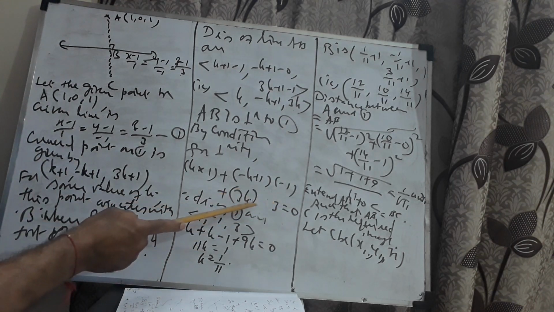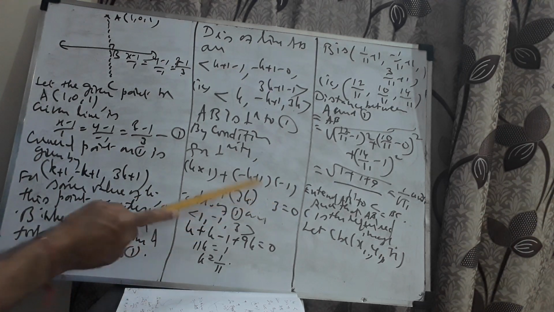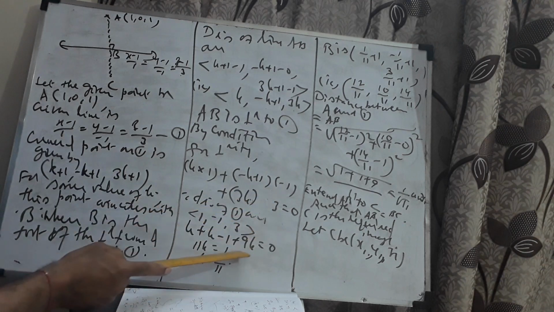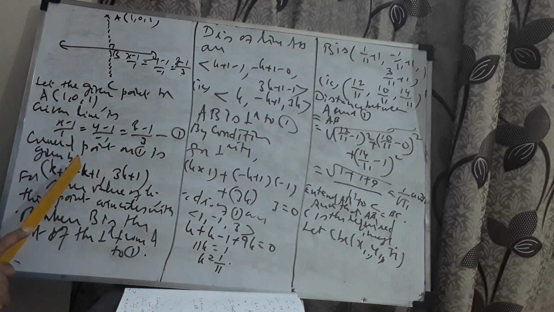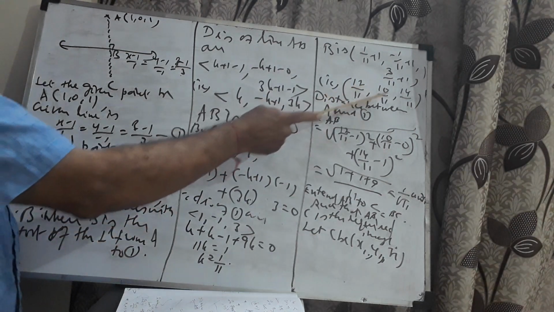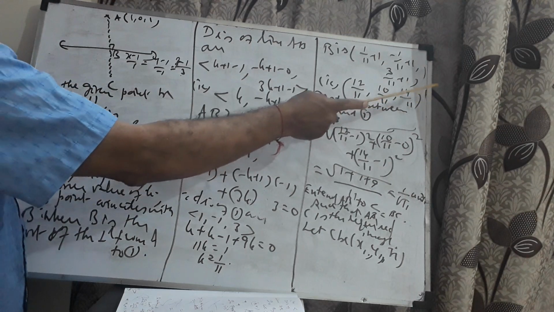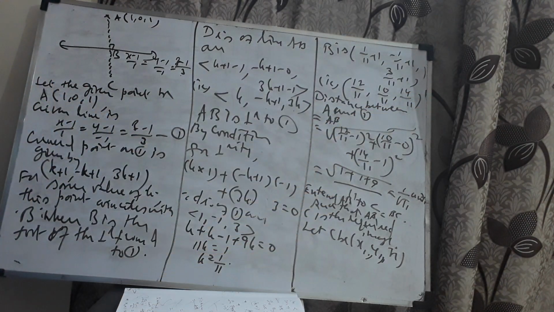By mistake I wrote 3k plus 1 at the beginning. Anyway, I corrected. K plus k minus 1 plus 9k is equal to 0. 11k is 1, k is 1 by 11. Therefore, the foot of the perpendicular B becomes 1 by 11 plus 1, minus 1 by 11 plus 1, 3 by 11 plus 1. After taking LCM, 12 by 11, 10 by 11, 14 by 11.